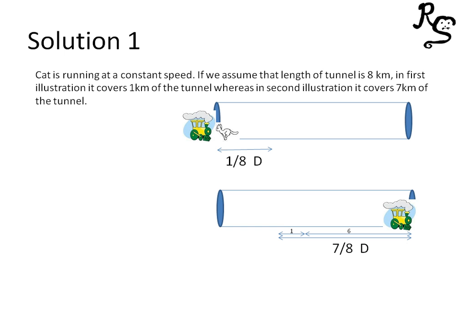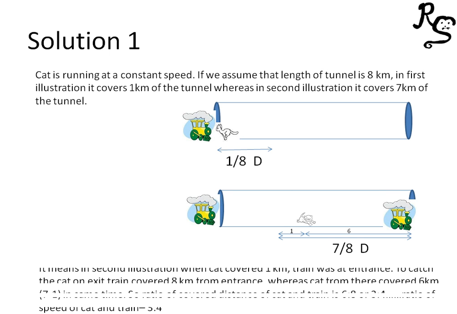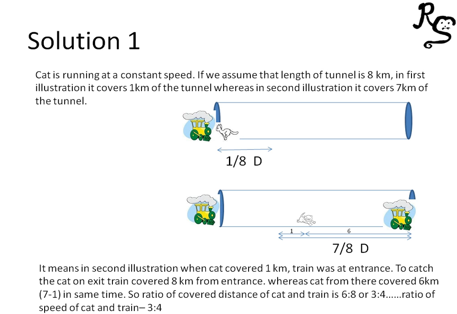It is important to see the second part of that. If the cat is running 7 kilometers toward the exit, when it has covered 1 kilometer, the train must be at the entrance. How? We can see from the first part, while running toward the entrance, when the cat has covered just 1 kilometer, the train has reached the entrance. So if the cat is running in the other direction and it has covered 1 kilometer, at the same time the train would reach the entrance. So now from here we can see in the same time the cat is covering 6 kilometers towards the exit, whereas in the same time the train is covering the whole length of the tunnel, that is 8 kilometers, to catch the cat at the exit.